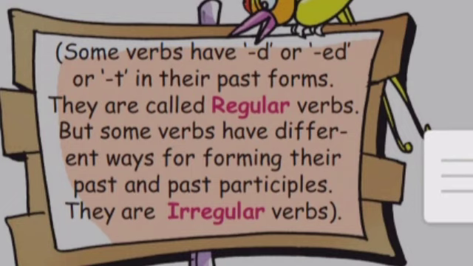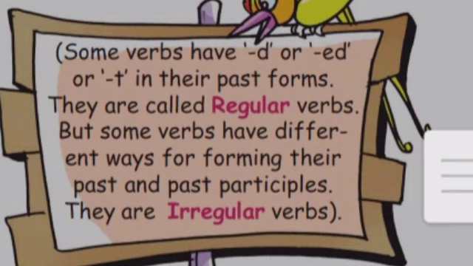Children, verbs are of two kinds, regular verbs and irregular verbs. Do you know its difference? Some verbs have D or ED or T in their past forms. They are called regular verbs.